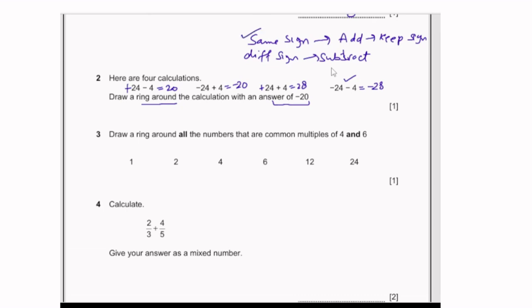Then different sign we subtract. Like here 24 was positive and this is negative, so we subtracted. Here two different signs we subtracted, but then how to keep the sign? Keep the sign of the greater number. Here the greater number was 24 and 24 has a positive sign, so we kept positive 20. Here 24 was negative and we kept the sign of negative. I hope you understood this. This will be helpful in other questions also, right?